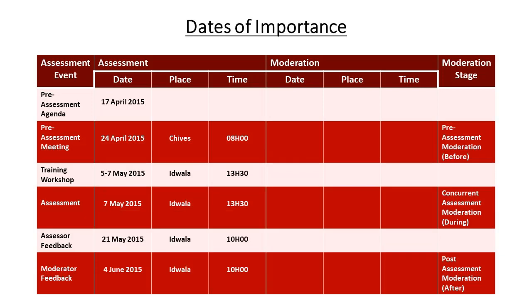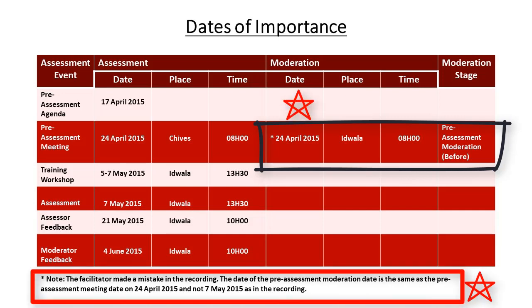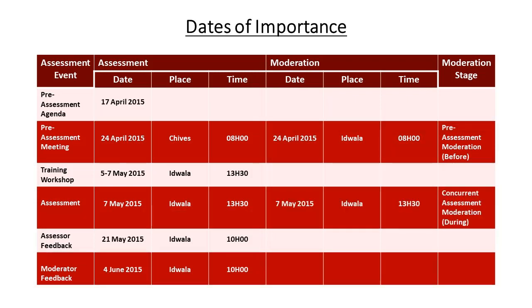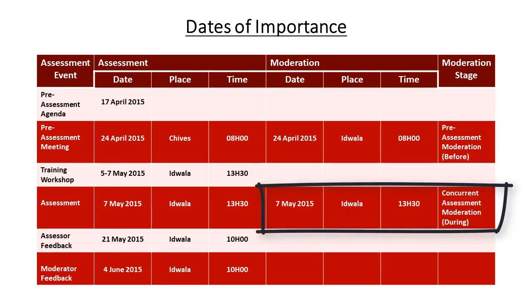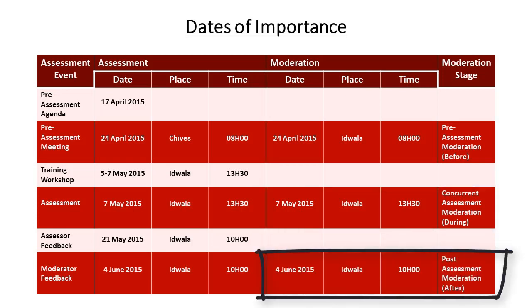What about the important reporting dates for the moderator aligned with these dates? We identified these dates as the pre-assessment moderation date, and that will be the same date as the pre-assessment meeting, 24 April 2015 at Chives Corporate at 8 a.m. The concurrent assessment moderation date is the same time as the assessment date, and that will be 7 May 2015 at Idwal Lime at 1:30 in the afternoon. And the last date is the post-assessment moderation date, that is the same date as the last feedback meeting between assessor and moderator, and that will be 4 June 2015 at Idwal Lime at 10 a.m.